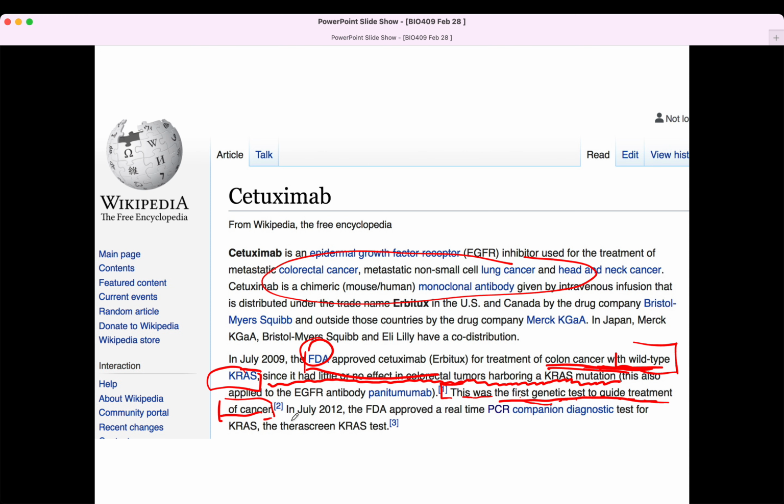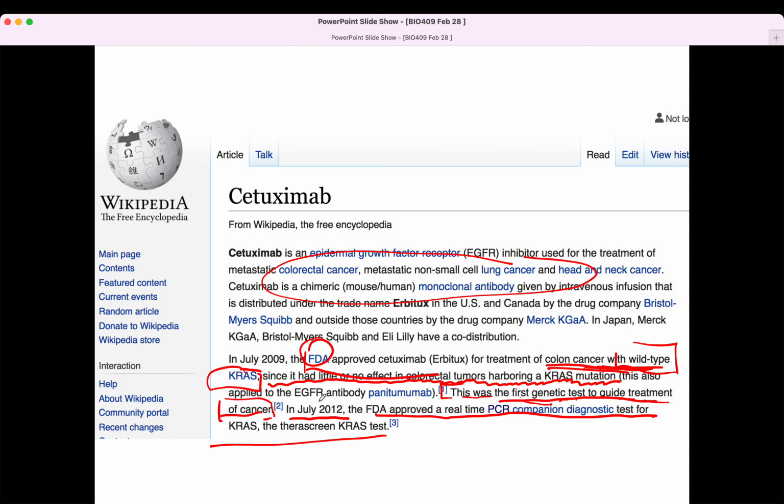So and then it says in July of 2012, the FDA approved a real-time PCR companion diagnostic for KRAS, the TheraScreen KRAS test. So this stuff, in the last 10, 12 years, is when this stuff emerged. And there's more of it all the time. And in our course, we shouldn't think of this as commonplace. This is new stuff, and it's really significant. There are breakthroughs, and the breakthroughs are focused on specific cancer problems with specific mutations.